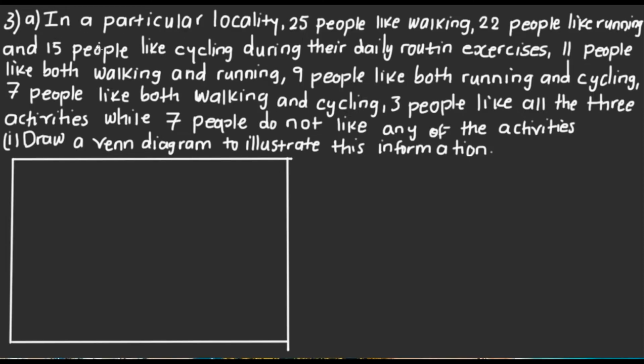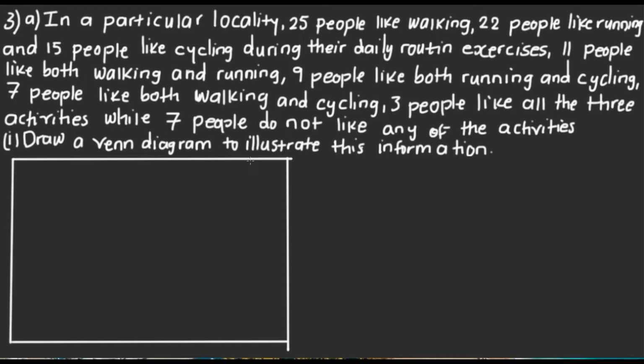So the question reads, in a particular locality 25 people like walking, 22 people like running, then 15 people like cycling during their daily routine exercises. 11 people like both walking and running. 9 people like both running and cycling. 7 people like both walking and cycling. 3 people like all the 3 activities, while 7 people do not like any of the activity. Draw a Venn diagram to illustrate this information.